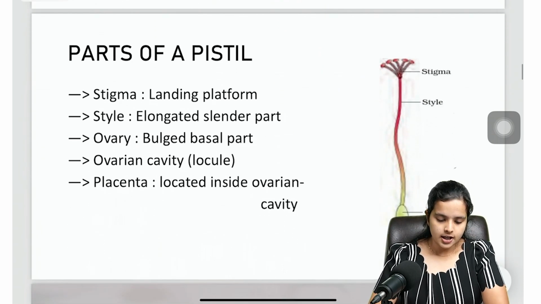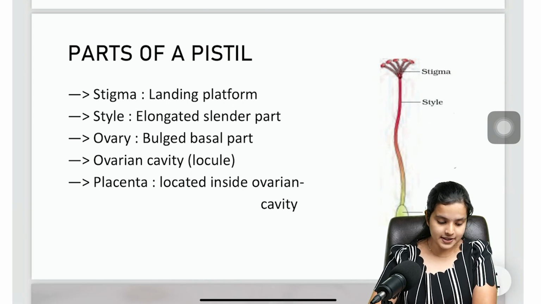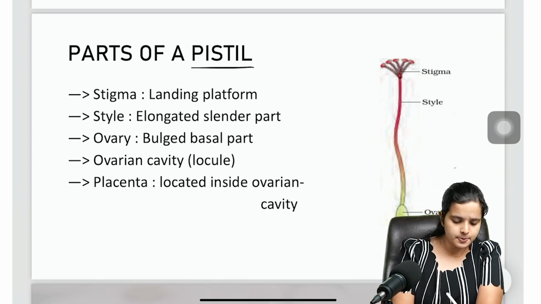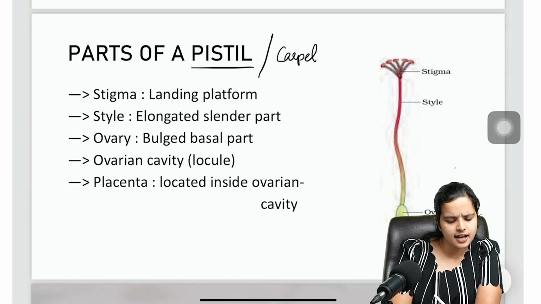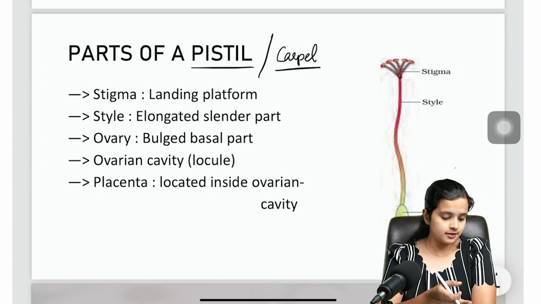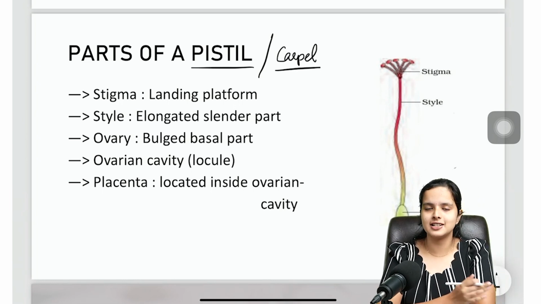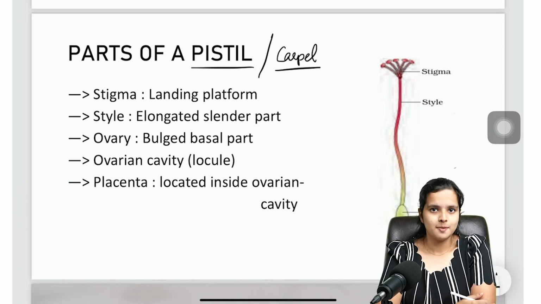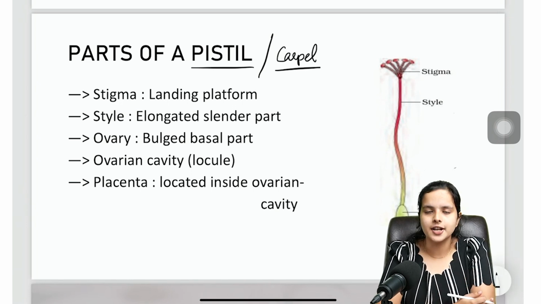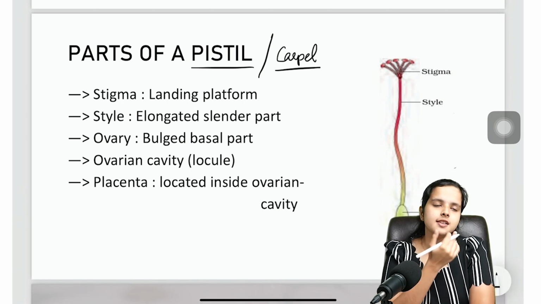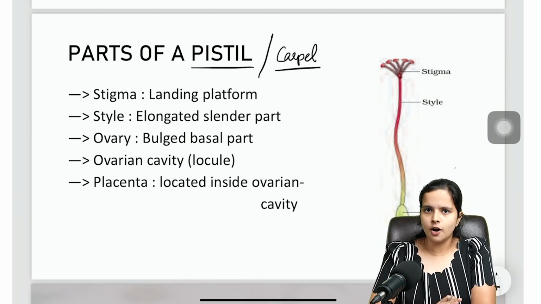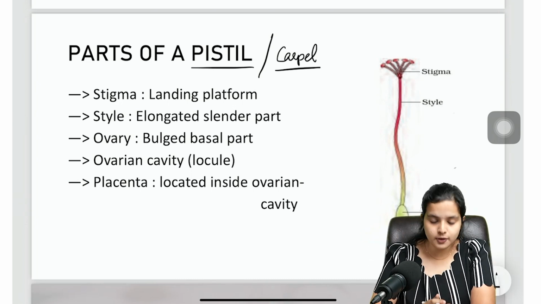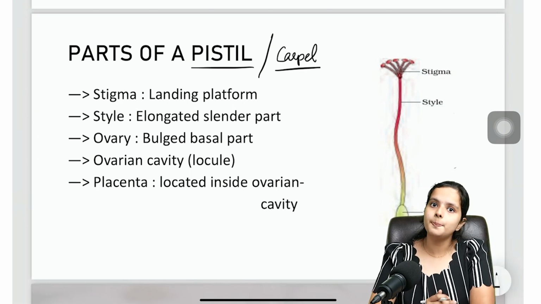Now we have to learn about the parts of a pistil. So what do you mean by pistil? Pistil is a female reproductive organ which is otherwise known as carpel. Why am I repeating this again and again? I've repeated this almost 4 or 5 times in the single chapter. Because we tend to forget what a carpel was, and we tend to confuse carpel and pistil. Right now you may not have any confusions, but as you go further, we'll learn about the parts of a pistil, right?